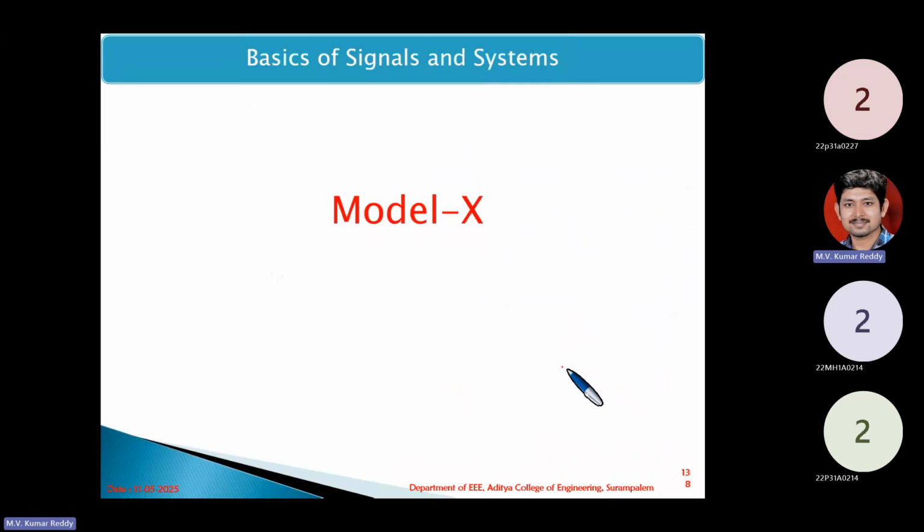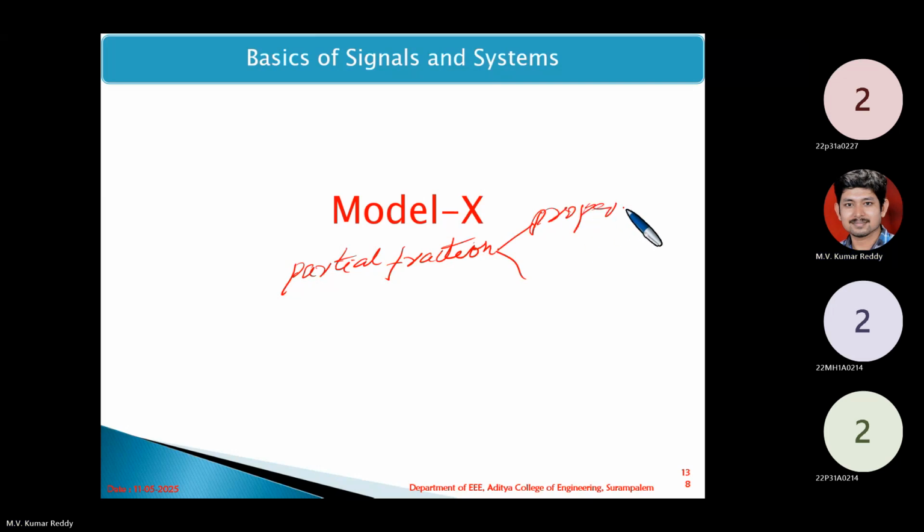This is the ROC. Up to here, model 9 is completed, and the final model, model 10, is completely on partial fractions. Partial fractions have two types. Already we know, in every problem we go through it. One is proper fraction, and the next one is improper fraction.